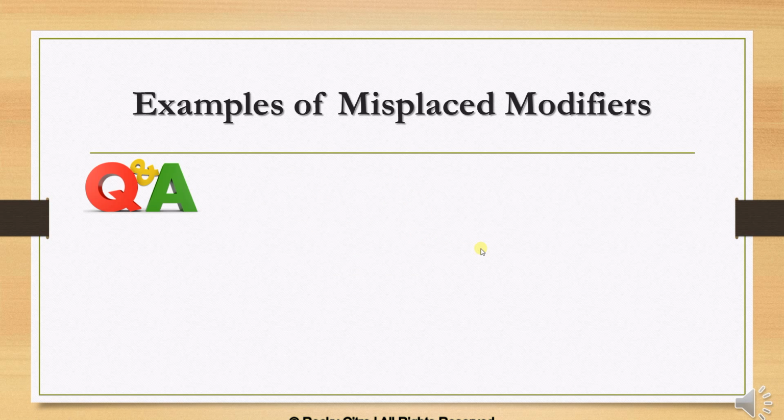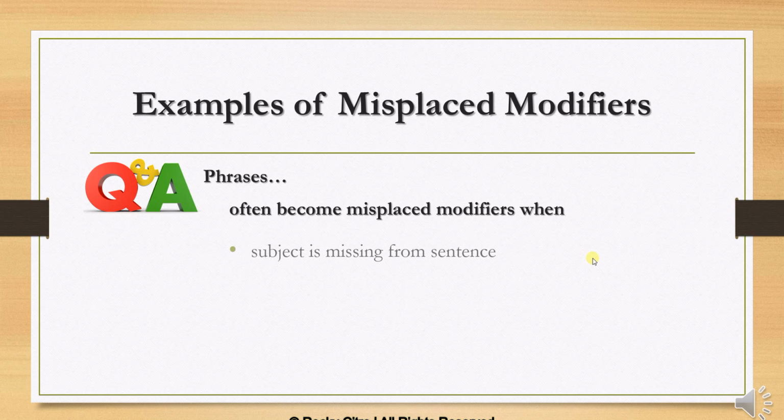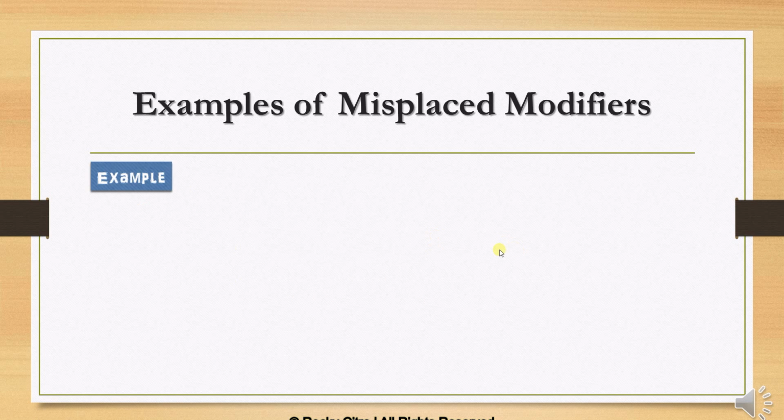Okay, so let's look at some examples of phrases. These can be a little trickier. Not really because the issue is so different, but they're just longer, and so it seems a little more complex. Phrases can often become misplaced when the subject is missing from the sentence, either in the phrase itself or after the phrase, or the modifying phrase is far away from whatever it's modifying. And it's the same thing with the words we saw. We don't want to stick other material in between the phrase and whatever it's describing. Let's look at some examples.